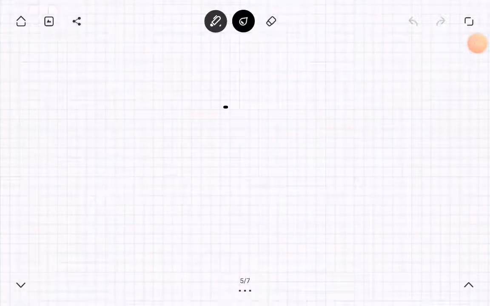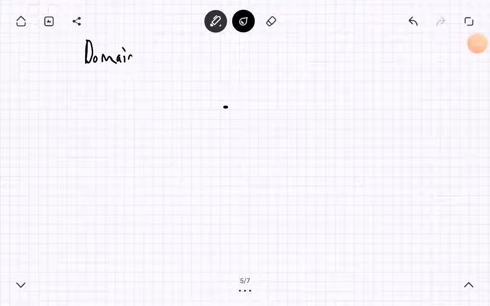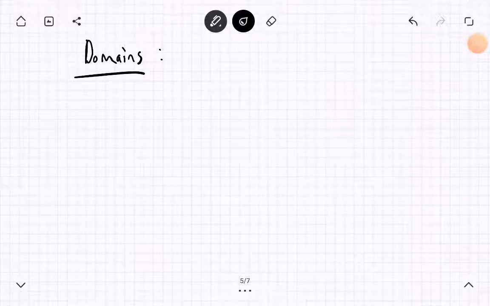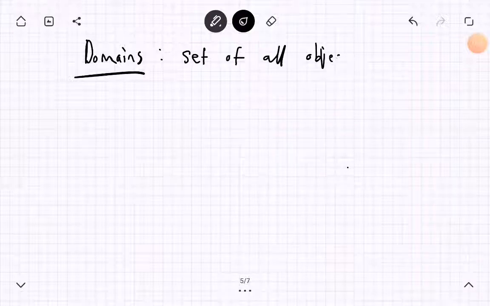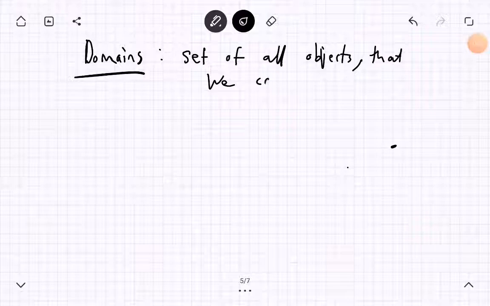Now let's talk about domains. So now we have done all these functions and all this stuff. Let's talk about domains. The domain is just defined as the set of all objects, the set of all things that you're going to put in the function. It's actually the set of all objects that we consider. So normally you can choose the domain. You can choose what input you want to take.